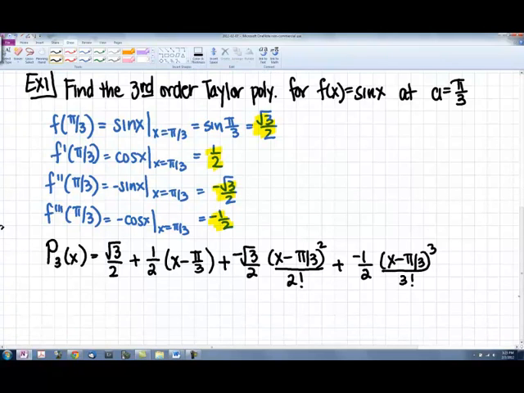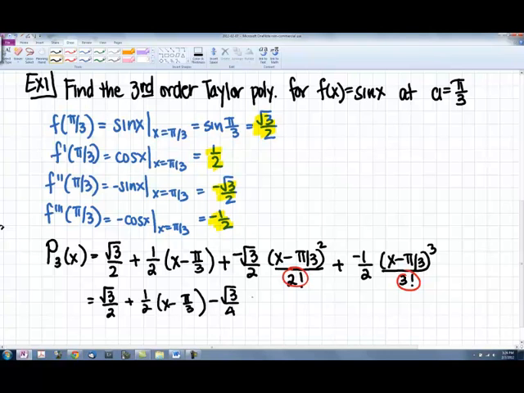So this is what I have when I plug everything in, but I'm going to simplify things in order to write out my final polynomial. So I'll still have the 1/2 times x minus pi over 3. Now this next part, I'm going to rewrite 2 factorial and my 3 factorial by multiplying those out. So 2 factorial is 2, so I'm going to have minus radical 3 over 4 times x minus pi over 3 quantity squared, minus 1 over 12 times x minus pi over 3 quantity cubed.